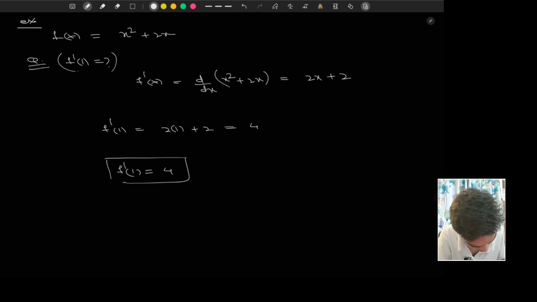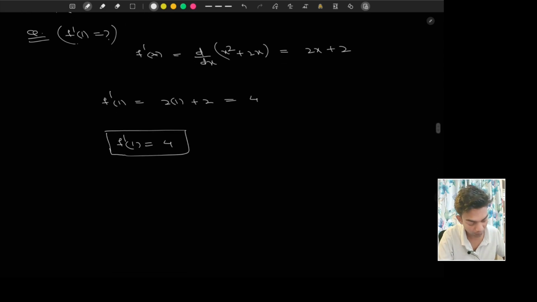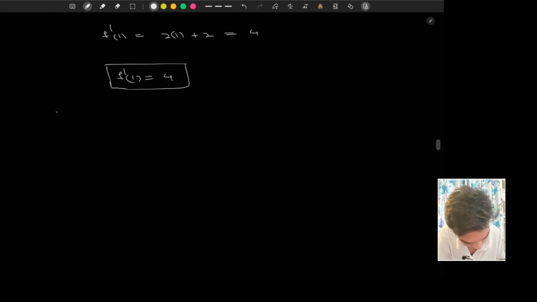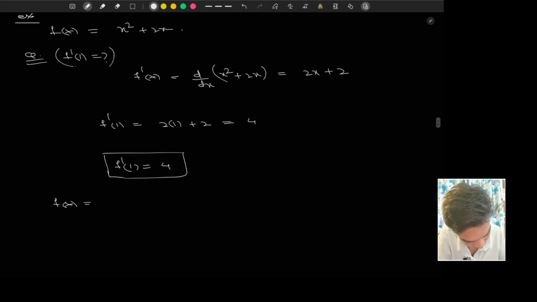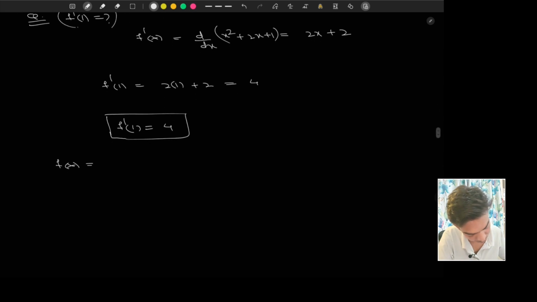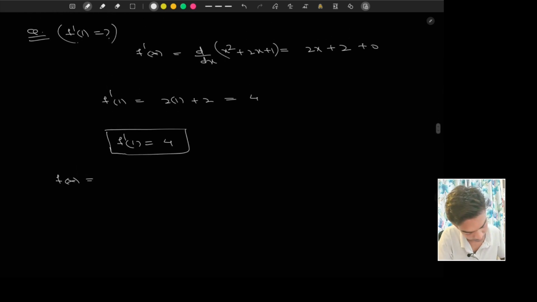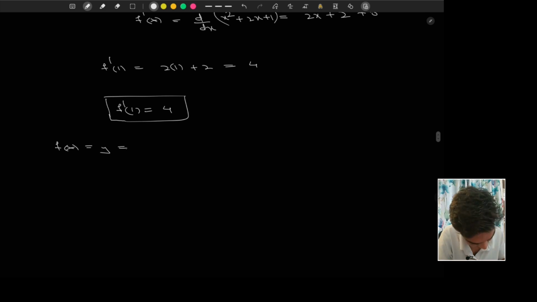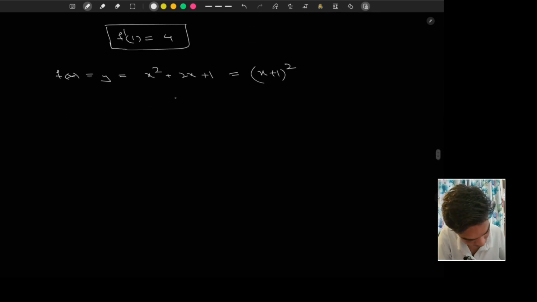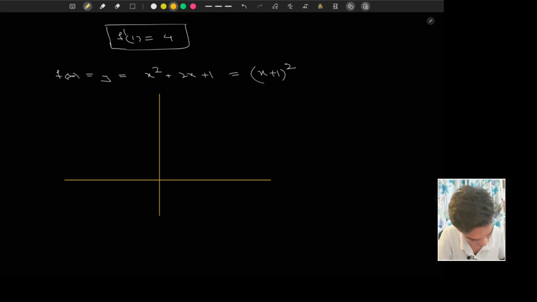So what does it mean? That if you draw this function, let me draw it actually. I think this would be a simpler function. Let me take x square plus 2x plus 1, because that's easy to draw, plus 0, and that will give me 4. Answer is 4. So this is y, and then we have x square plus 2x plus 1, which is equal to x plus 1 whole square. And let me draw this function. Very good. And so this is x plus 1 whole square.